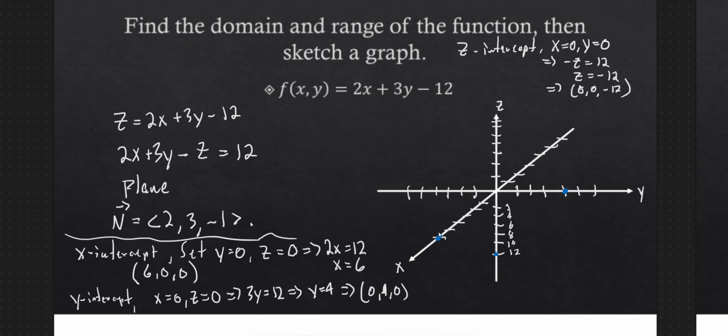And now I have the plane that contains those 3 points. It's a little bit difficult to sketch a plane like this, but having our intercepts certainly helps. And then using technology will help as well to visualize this thing.